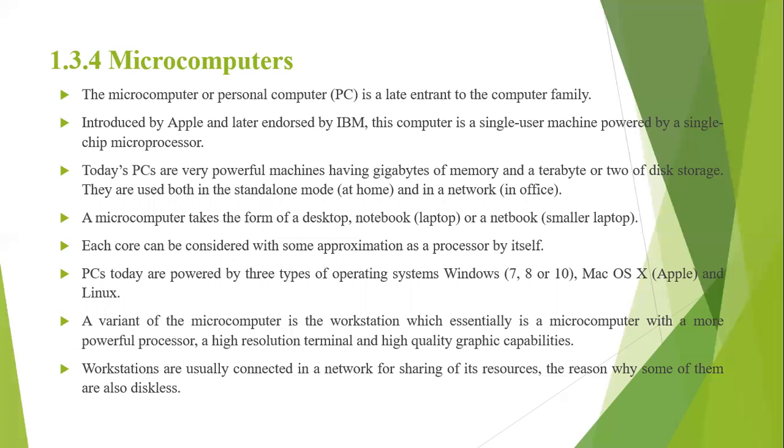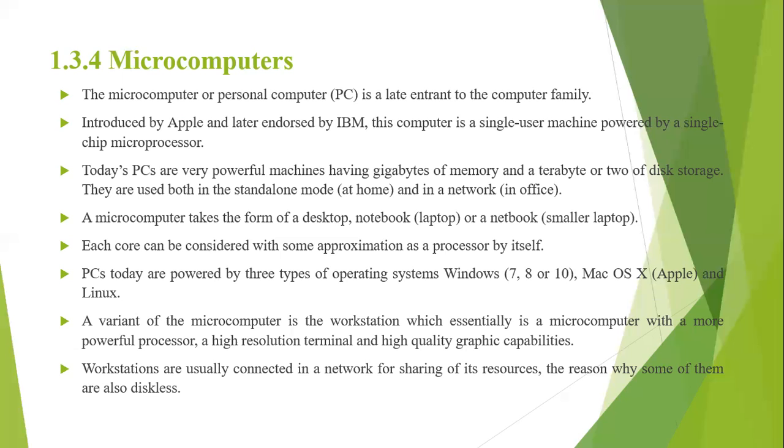Each core, as I told, dual core, quad core, octa core, and dual means two cores. Within a CPU, there are two processing cores. Each core is capable of handling one separate program or one different set of instructions. Each core can be considered with some approximation as a processor by itself. Earlier to 2004, there was only one CPU, only one processor within the system. Now, after 2004, normally in today's computers, they come with more than one core. If there are two cores, each core can be considered as a separate processor almost.